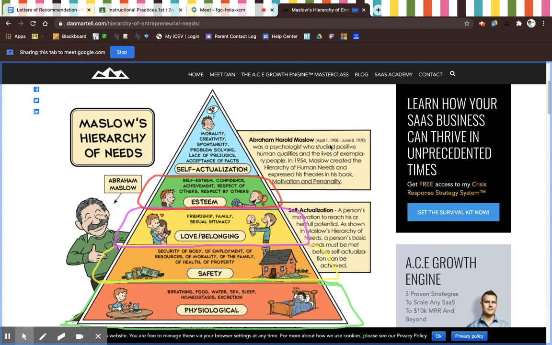Spontaneity really is about flexibility. It's about losing some of that rigidity that we tend to get into when we're comfortable with stuff. It's lack of prejudice, being able to accept yourself, and because you can accept yourself, you can accept others. And then acceptance of facts.